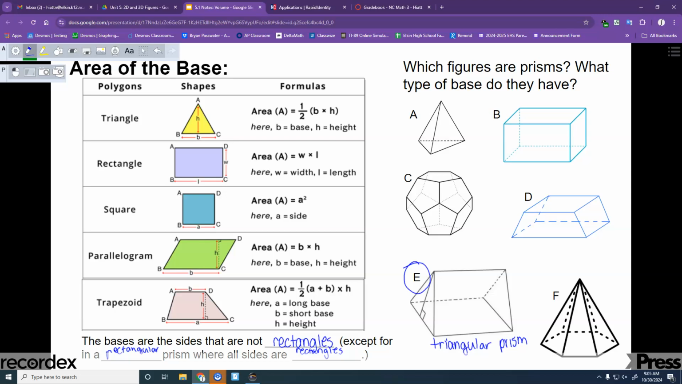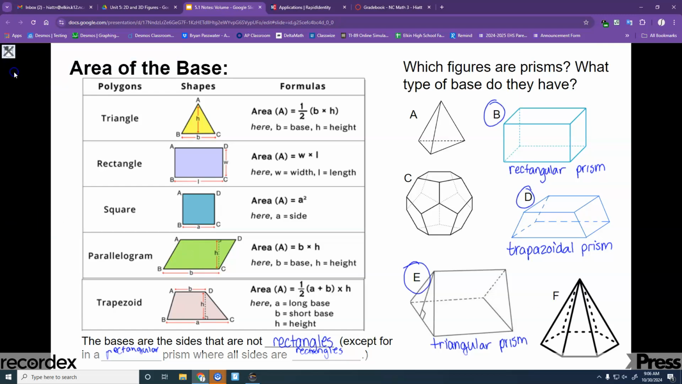What have I got, Trinity? B? What type is that? Rectangular prism. And somebody else, my last one. D? What type is it, Angel? Trapezoidal prism. Okay? None of the others are prisms.